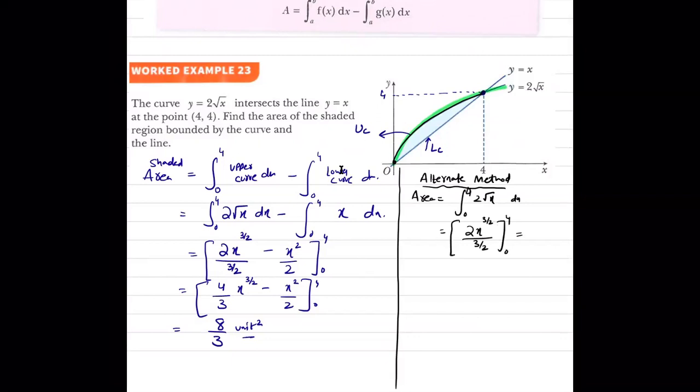Which is the same as saying 4x upon 3, 4x to the power of 3 upon 2 upon 3 to the power of, limits are 4 and 0. So if I plug in the limits, 4 to the power of 3 upon 2 times 4 divided by 3, I'm going to get 32 upon 3 unit square. Now when I integrate this curve, I'm going to get the area bounded by the curve and the x-axis, all of this area.